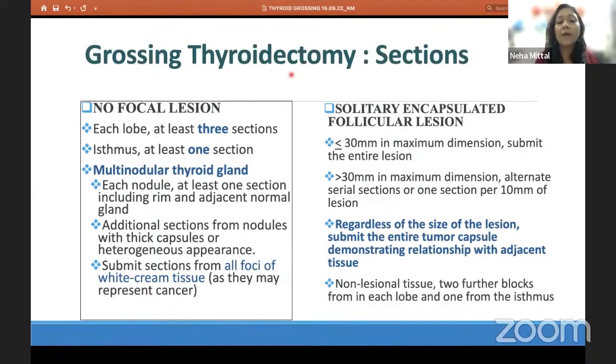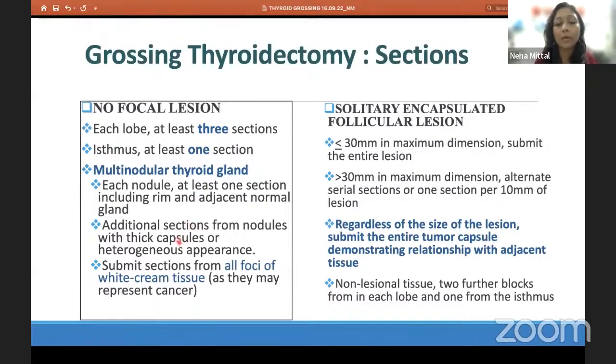So what are the sections? Once you've done the grossing in this manner, the sections are determined by what your gross findings were. So that is very important, that you gross it properly. If there was no focal lesion, then each lobe at least 3 sections, isthmus 1 section, and in a multinodular thyroid gland, each nodule at least 1 section, including rim and adjacent normal. You can never predict which one of those nodules may actually harbor a neoplastic lesion. That is why all those individual nodules have to be sectioned, as they can later turn out to be neoplastic.